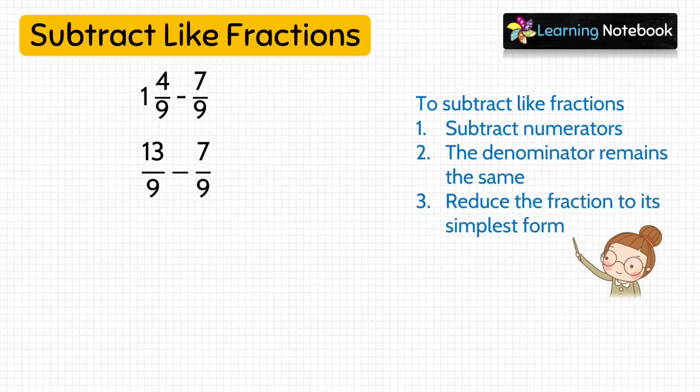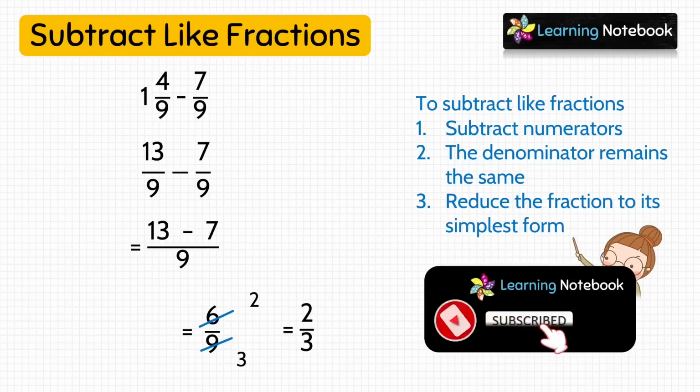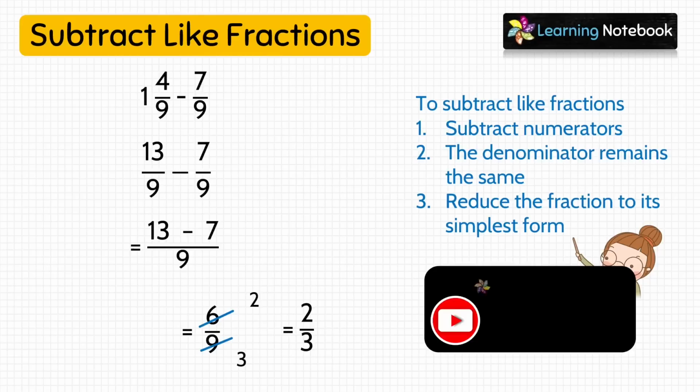So, now let's subtract these two like fractions. For this, we will just subtract their numerators. So, 13 minus 7 equals to 6. So, we have got the fraction as 6 by 9. Now, both numerator and denominator have a common factor 3. So, let's simplify this fraction and we get the answer as 2 by 3. So, this is how we subtract like fractions.